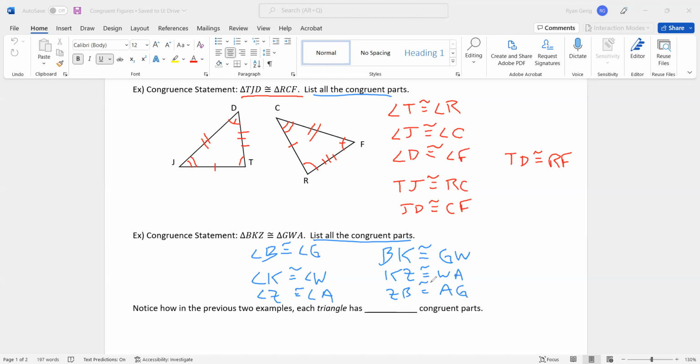All right. Notice how in both of those examples, the ones in red and the ones in blue, there are 6 congruent parts in a triangle. Now that's only in a triangle. All 3 angles and all 3 sides. That should make sense. Okay.